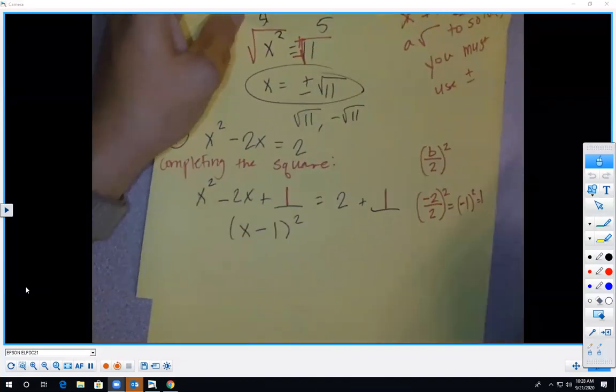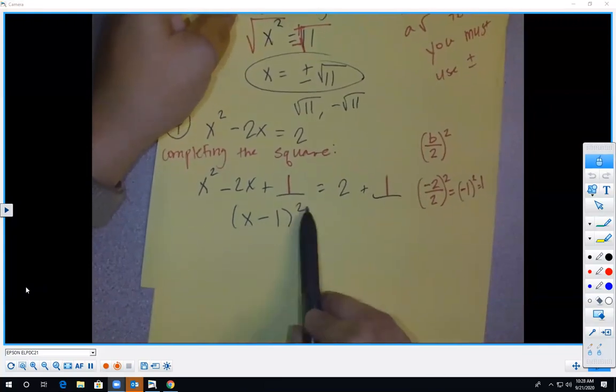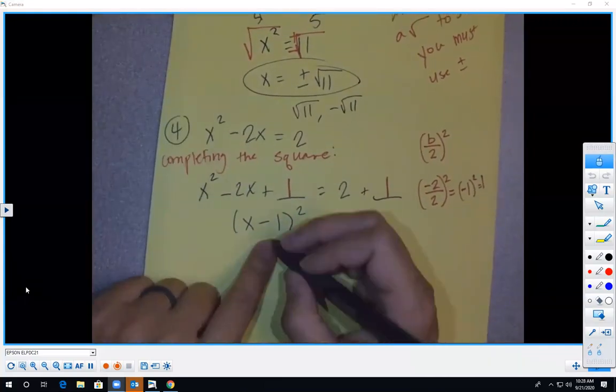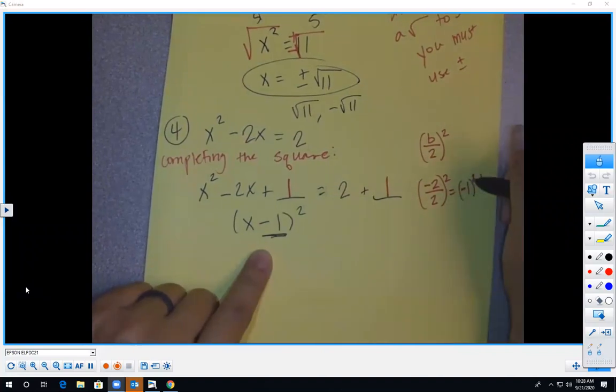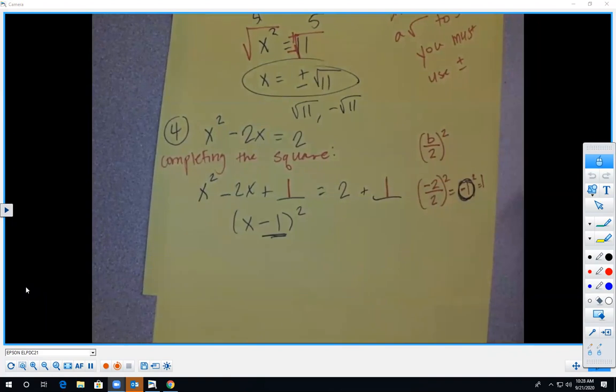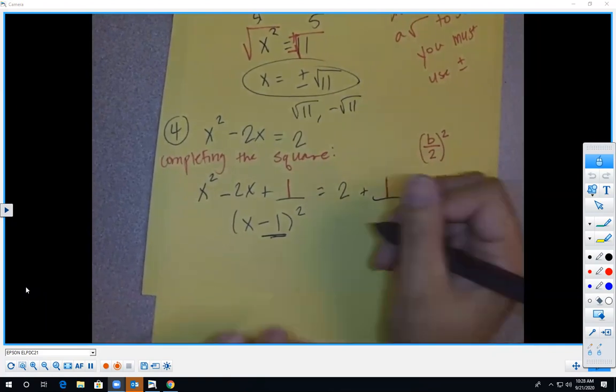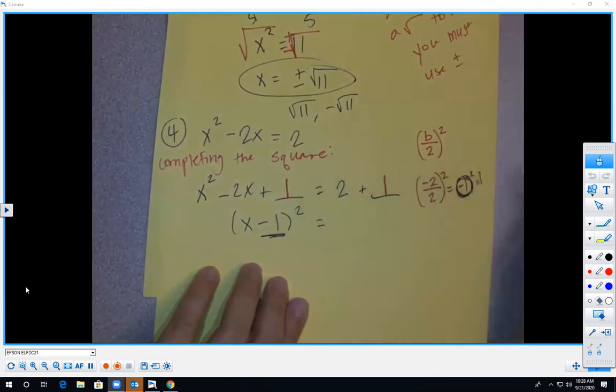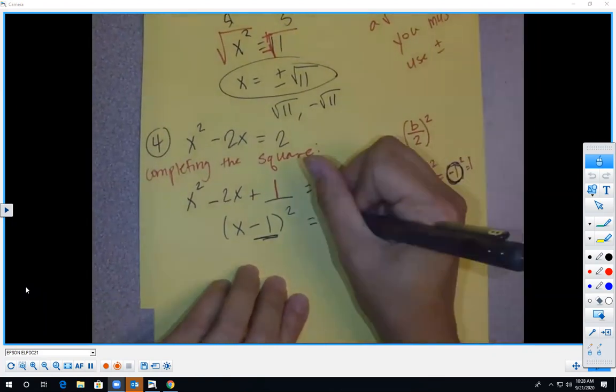The shortcut for it is it's always x, it's in a parentheses, it's always squared. This minus 1 right here was the number before you squared it. It's just b divided by 2. Okay, so it always factors into x plus b divided by 2, squared. In this case, the b divided by 2 is negative 1. Equals, what is 2 plus 1? 3.